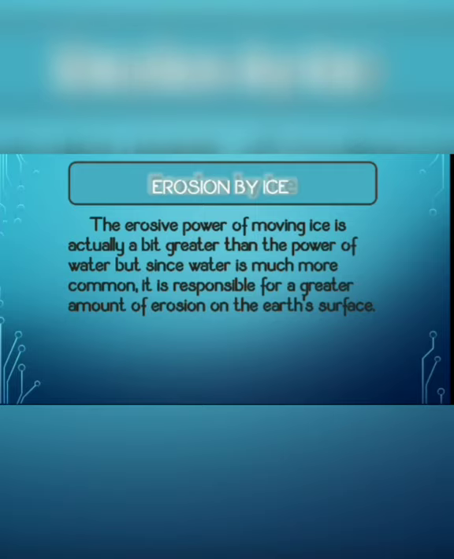The erosive power of moving ice is actually a bit greater than the power of water. Obviously, as water is in a liquid state and glaciers are in a solid state, glaciers have more power and can erode a large amount of material as compared to water. But since water is much more common, it is responsible for a greater amount of erosion on the earth's surface. As compared to glaciers, a large amount of area is covered by water. So erosion is mostly carried out in larger amounts by water.